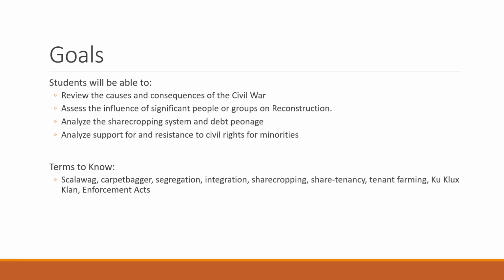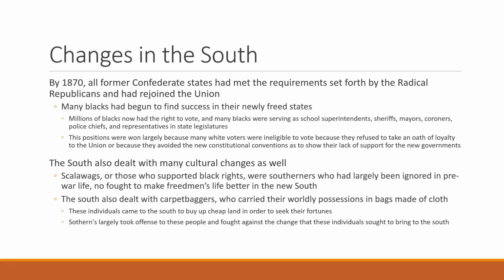The terms we need to know for today's lesson are scalawag, carpetbagger, segregation, integration, sharecropping, share tenancy, tenant farming, KKK, and the Enforcement Acts. So we look at a lot of the changes that took place in the South during Reconstruction. By 1870, all former Confederate states had met the requirements set forth by the Radical Republicans and had rejoined the Union. And when we go back to the requirements, you had to pass the 13th Amendment, you had to support the 14th Amendment, you had to set up a constitution that outlawed slavery. And by 1870, they managed to do all of these things.